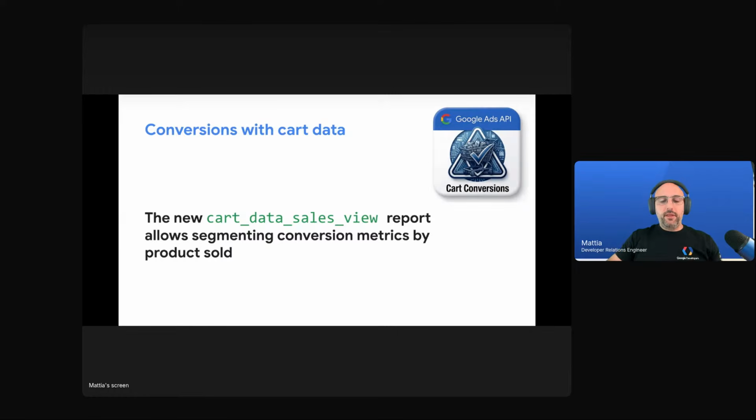So what this helps you do is measure not just which products and which ads with the products triggered a conversion, but also which sales actually happened because of those conversions. So in the new cart data sales view report, you can segment conversion metrics by products sold. So you can actually measure which of your products are getting more sales from your ads. So you can actually match what you're spending with ads with actual sales, so with the returns on your ads investment.